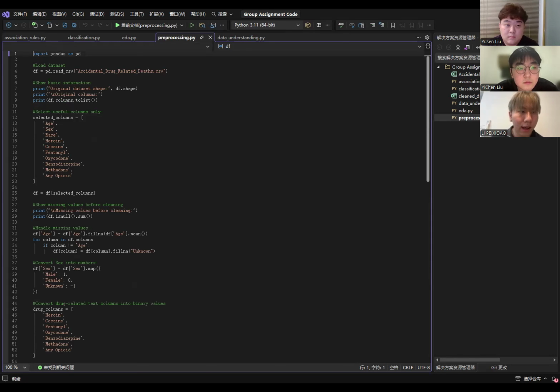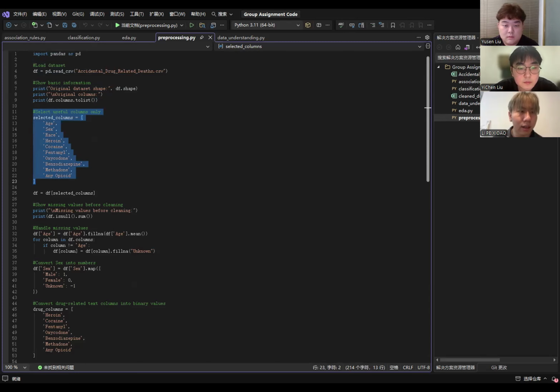In the first line, we import pandas. We use pandas because it helps us load the CSV file and manage the dataset in table form. This line reads the dataset from the CSV file into a data frame called df. This is our starting point. These lines print the original shape and the column names. We include this because we want to confirm how many rows and columns the dataset has before cleaning it.